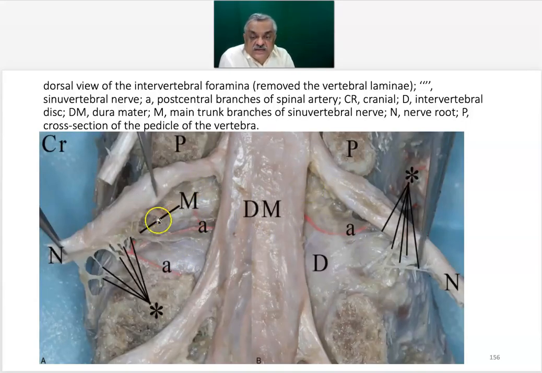You can see the arteries coming in. This is the sinuvertebral nerve, posterocentral branches of the spinal artery are seen. This is the cranial part. D is the disc. DM is the dura mater. M is the main trunk branches of the sinuvertebral nerve. Here, this M is the main trunk branch. N is the nerve root, and P is the cross section of the pedicle of the vertebra.